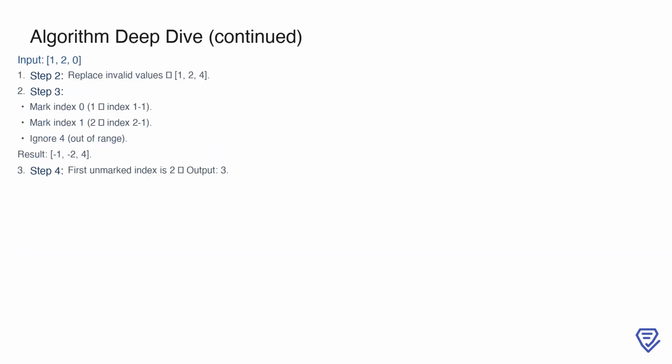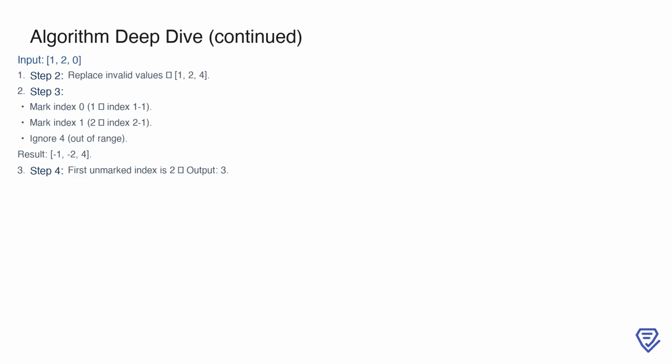Let's go through another example to reinforce our understanding. Take the input array 1, 2, 0. In the segregation step, we replace invalid values, transforming the array into 1, 2, 4. Now, for the index-based placement, we start with the number 1 and mark index 0, 1 minus 1. Next, for the number 2, we mark index 1, 2 minus 1. The number 4 is ignored since it's out of range.